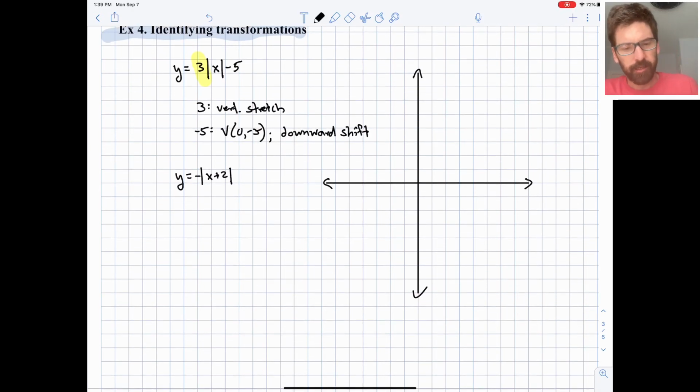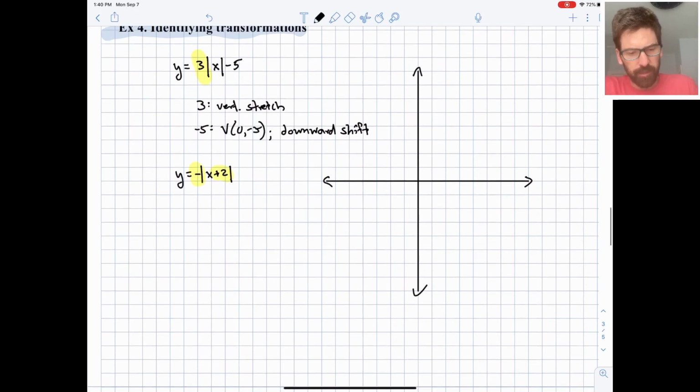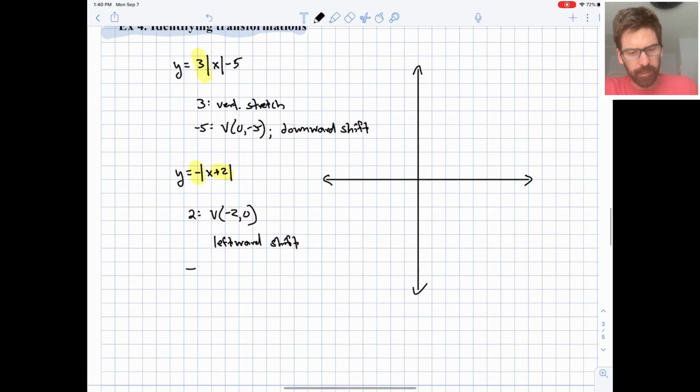And then secondly, we have a couple different things going on here. We have a negative out front, and then we have a +2 inside. Okay, so that +2 will give us the vertex is going to be -2, 0. Remember, we flipped that sign, kind of forced there to be a subtraction in there. We're subtracting, in this case, the -2. You can also think of this as a leftward shift. And then the negative out front, what that's going to do is a vertical reflection. Okay, and it's not going to change any sort of a stretch or compress.